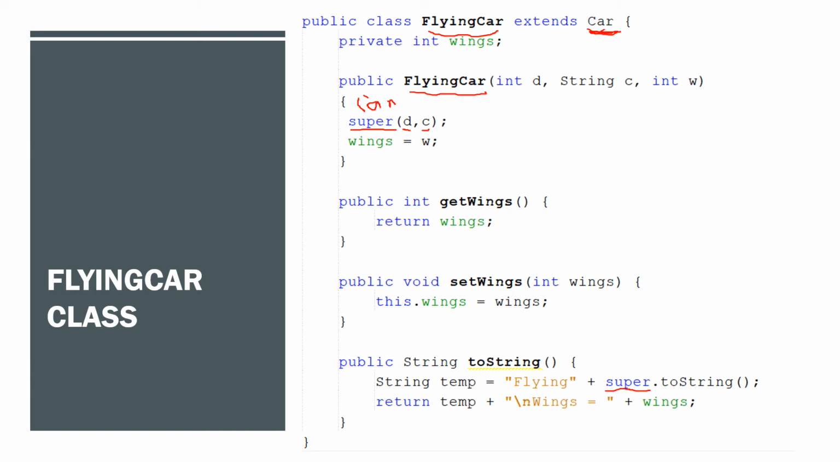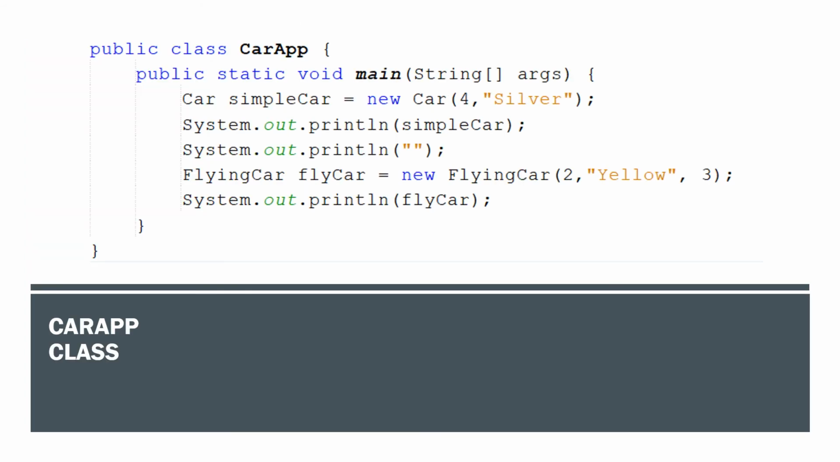That's what our inherited class or our child class looks like, flying car. And then we'll go to our car app, our application class. This is our one with the main method. We'll instantiate a car object, Car simpleCar equals new Car(4, "silver"), 4 for 4 doors, and silver for the color of the car. And then System.out.println(simpleCar). Remember, when we print an object, it automatically calls the toString method. And then System.out.println, I'll put a blank line in.